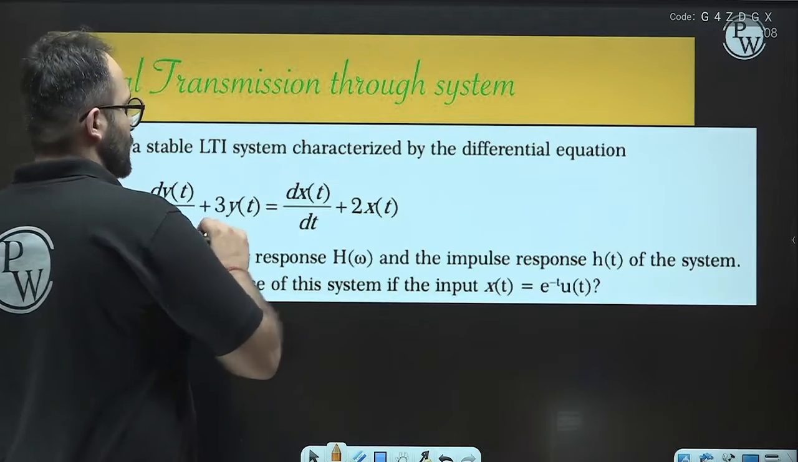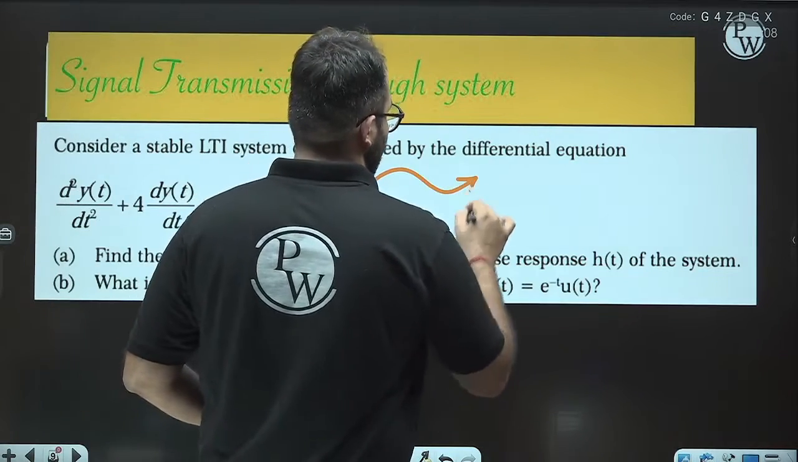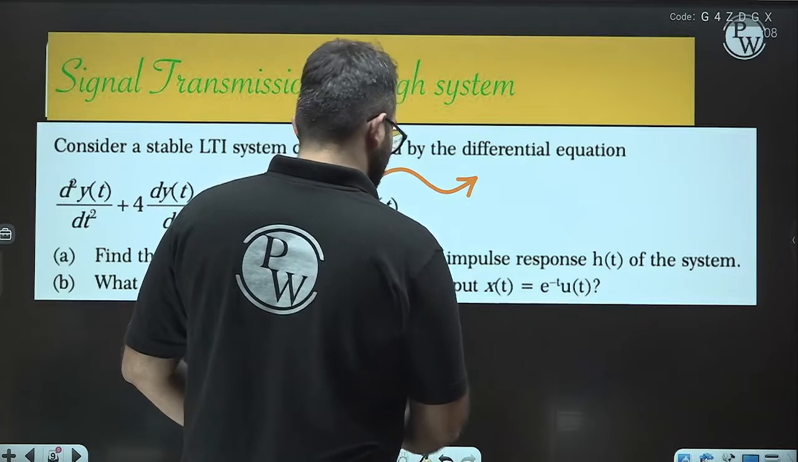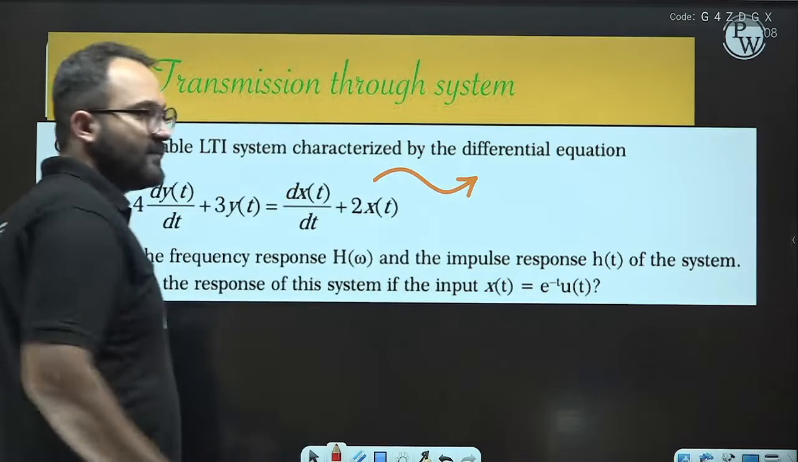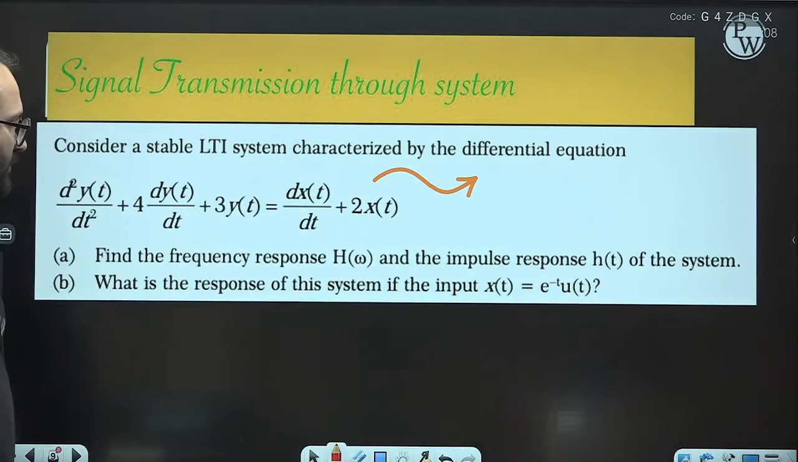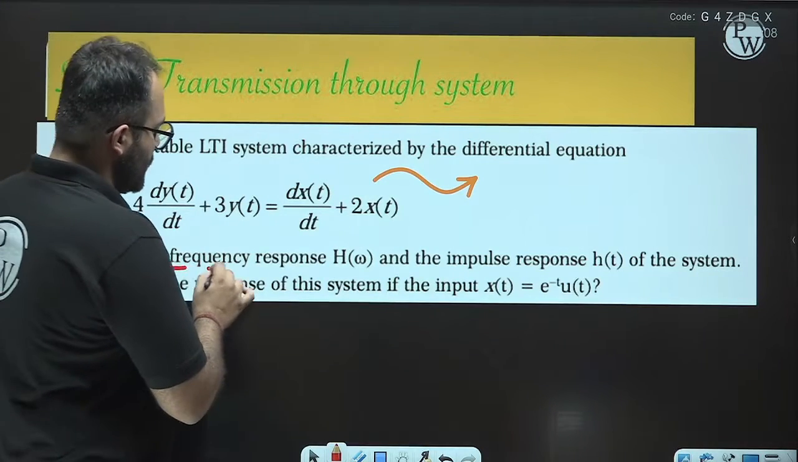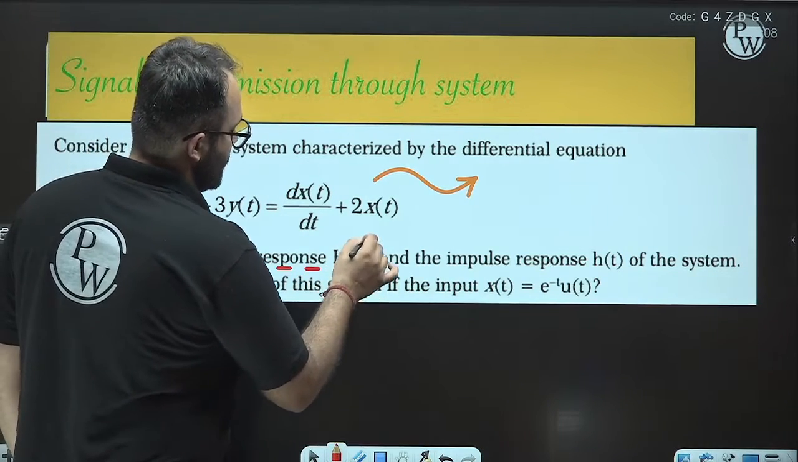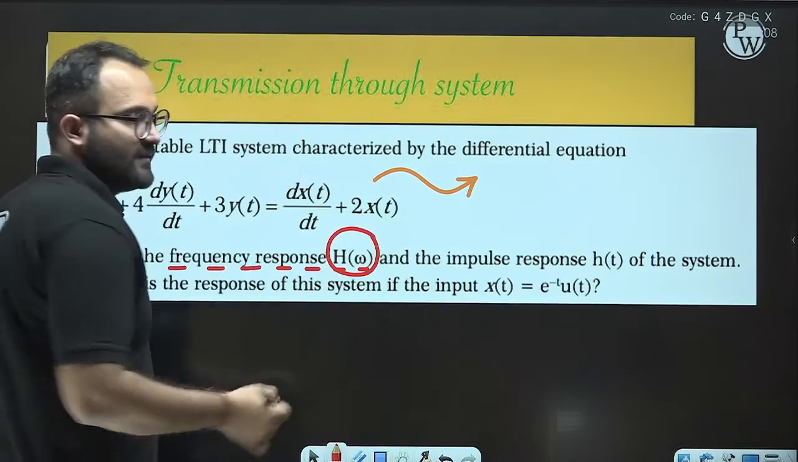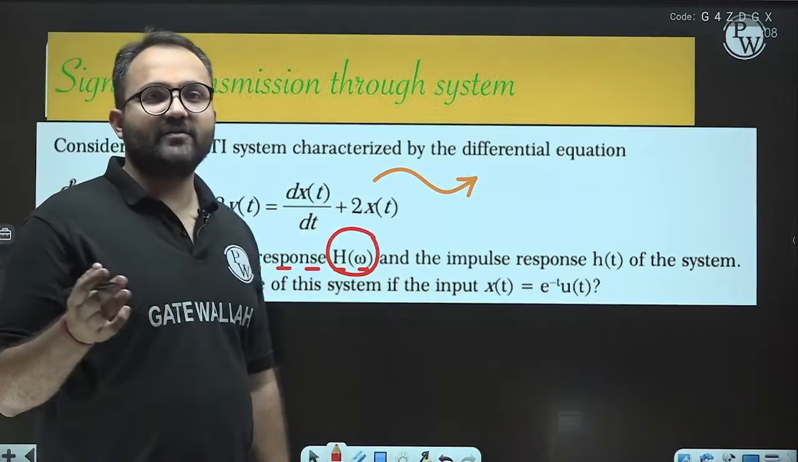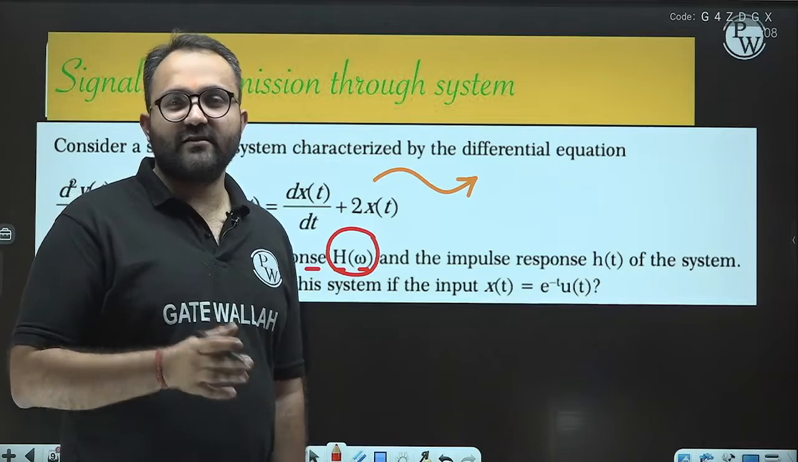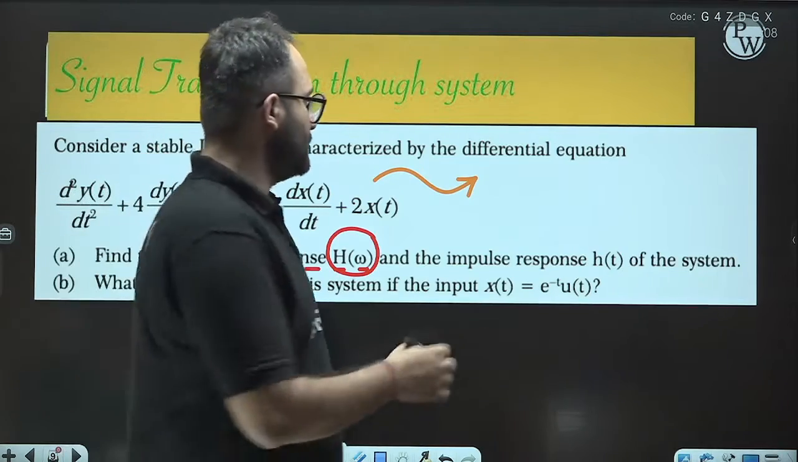Suppose this is the differential equation given to us, and we have to find the frequency response of the system. Frequency response is very easy. First of all, find H of s, the transfer function, and replace s by j omega.